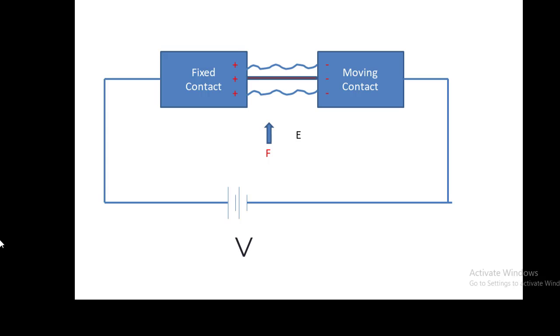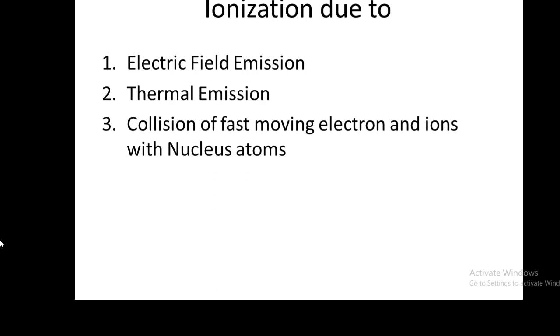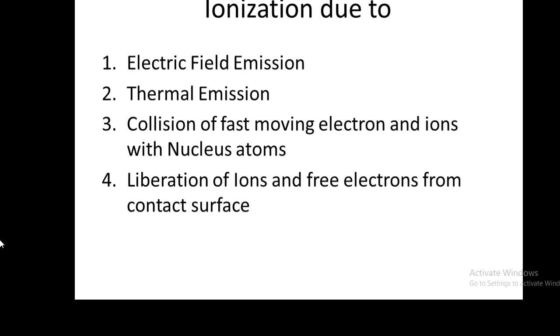Here, the important observation is that the production of arc is due to first, electrical field emission; second, thermal ionization; third, collision of fast moving electrons and ions with neutral atoms; fourth, liberation of ions and electrons from the contact surface.